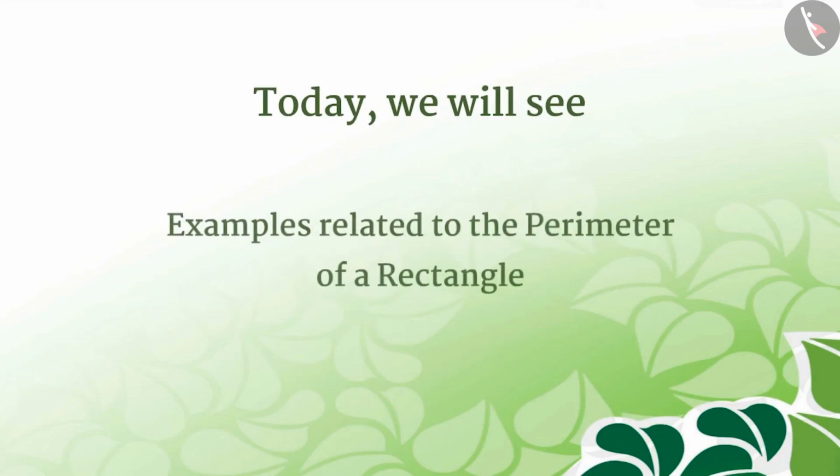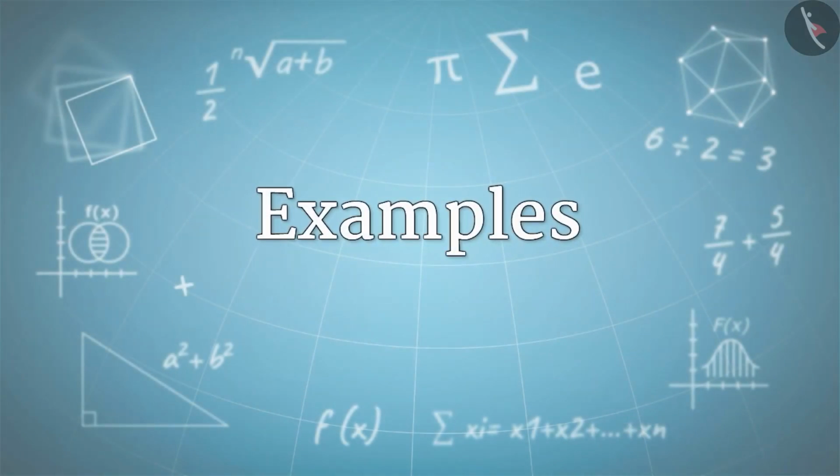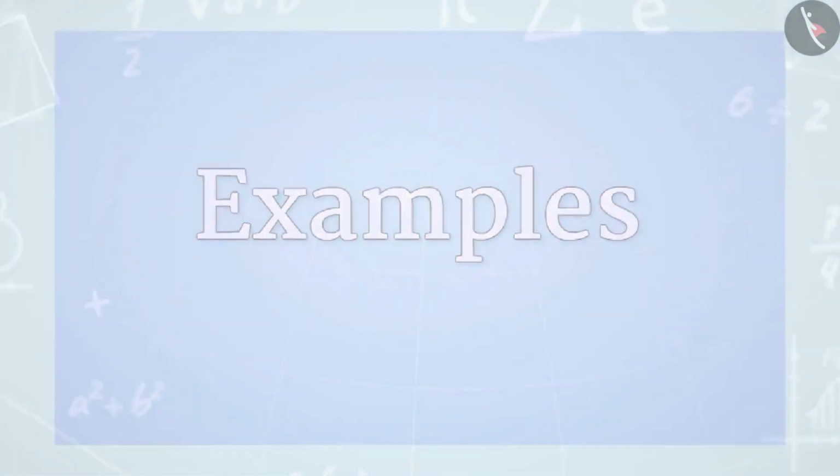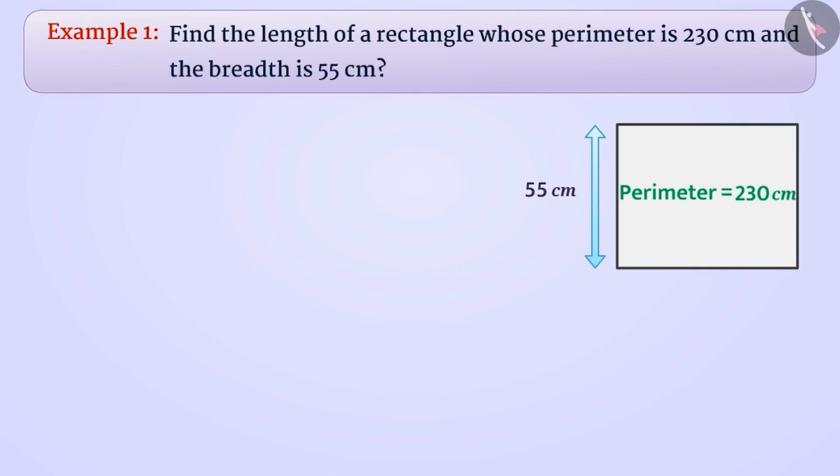We will see some examples related to the perimeter of a rectangle. A rectangle has a perimeter of 230 centimeters and a breadth of 55 centimeters. Find the length of this rectangle.